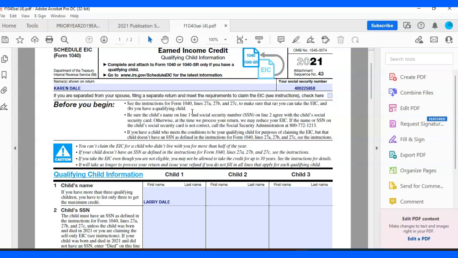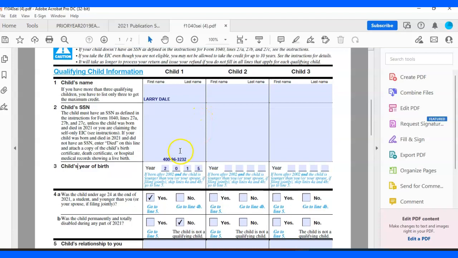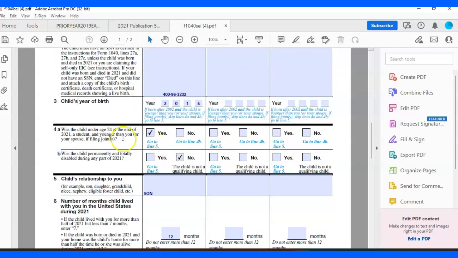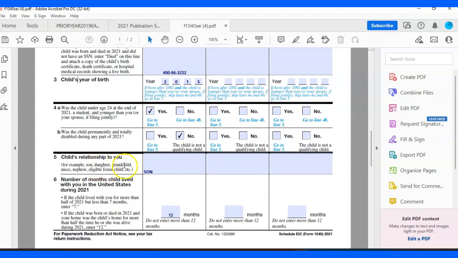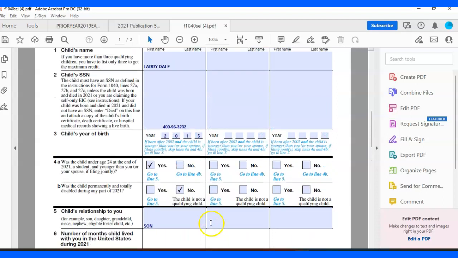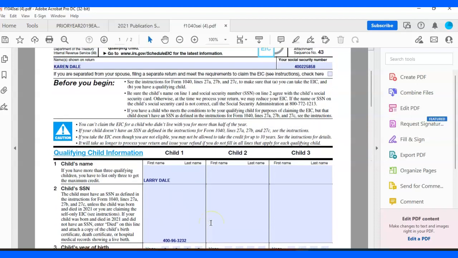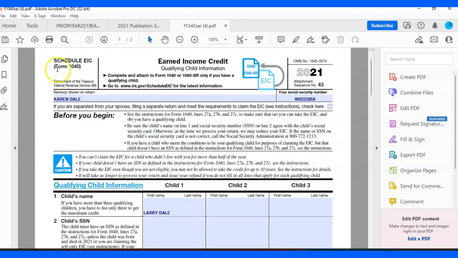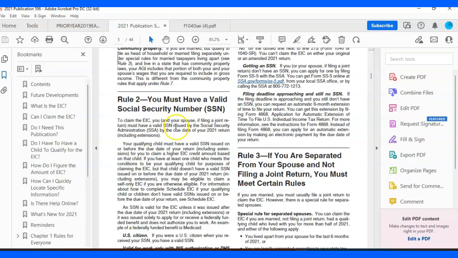So this form simply asks for the name, the social, and the kid's first and last name. We put the social security number down, and the year of birth goes here. It asks the question A, was the child under age 24 at the end of 2021? We say yes if it applies. Was the child permanently and totally disabled? We say no if it applies. We put down the relationship: son, daughter, niece, nephew, brother, sister, whatever the case may be. And we put down 12 months. And that's how we fill out the Schedule EIC form. Like I say, this form along with this publication, they go hand in hand. They work together.